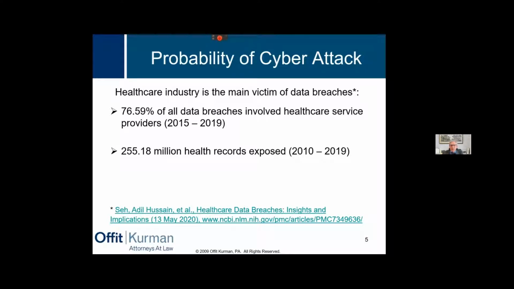255.18 million health records were exposed to hackers in the period 2010 through 2019, which is an astonishing number of records. And to make matters worse, hacking incidents are dramatically increasing in the healthcare industry.